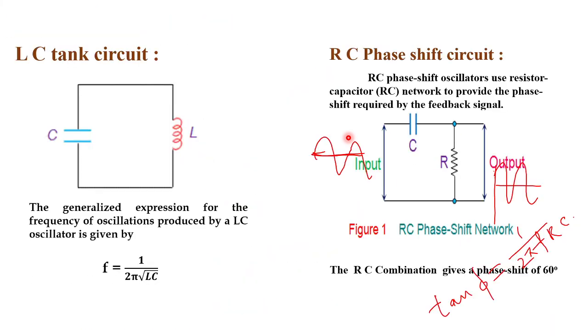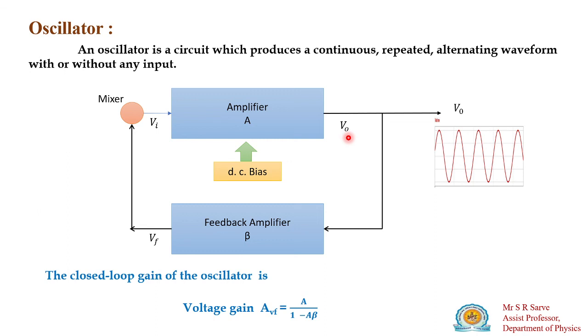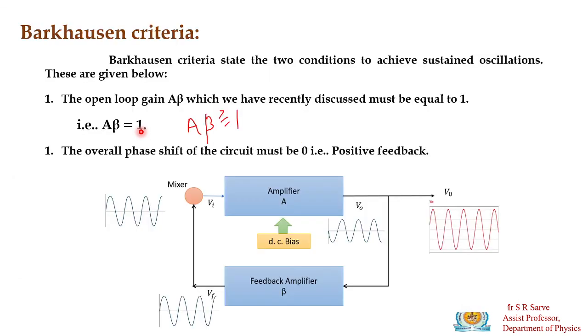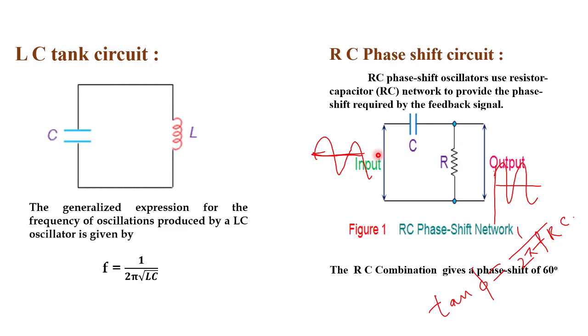So in this video lecture, what we have learned is what oscillators are. An oscillator generates output without input or with input, and these are the different waveforms obtained from the oscillators depending upon the value of Aβ. The important thing is the Barkhausen criterion: the value of Aβ should be nearly equal to 1 or slightly greater than 1, and there should be no phase shift in the circuit, so that it has positive feedback.